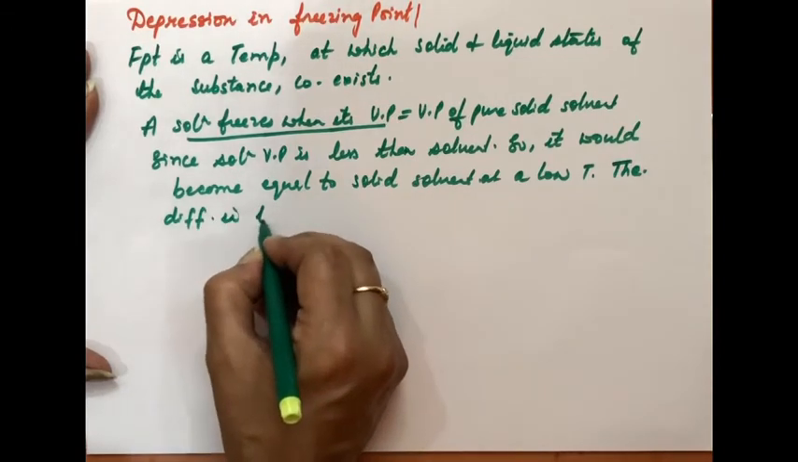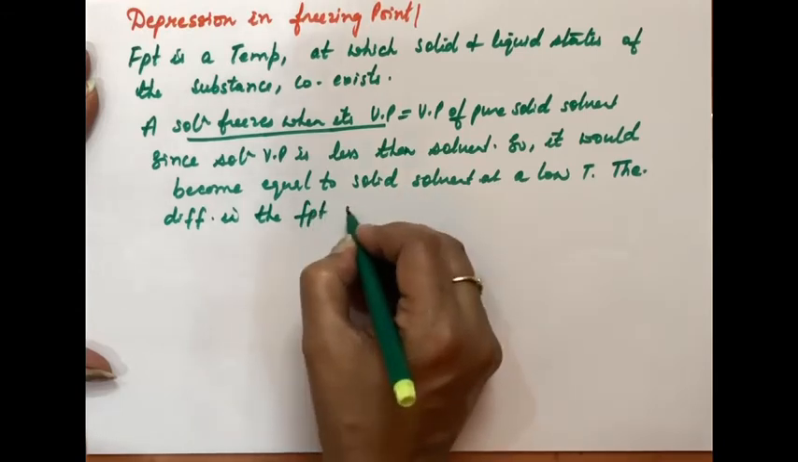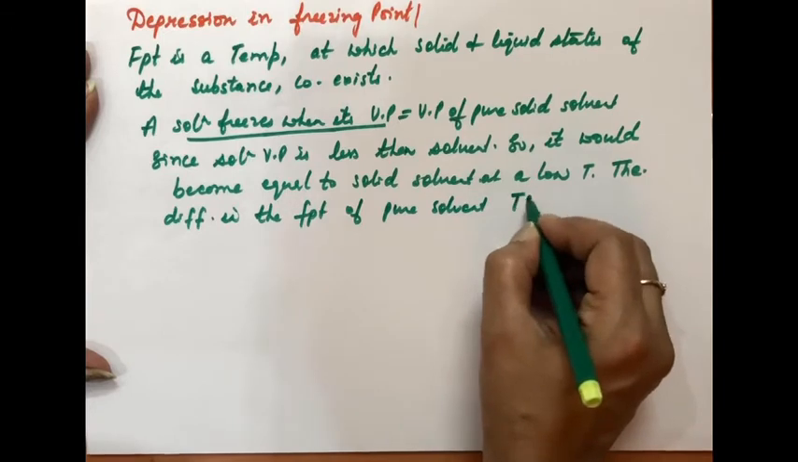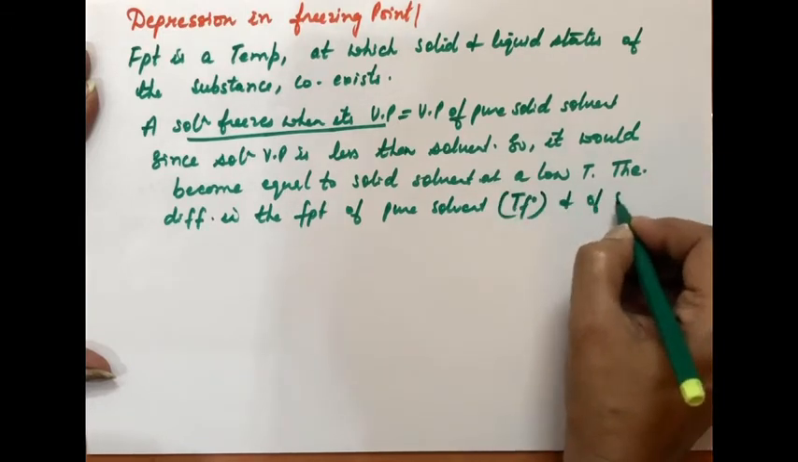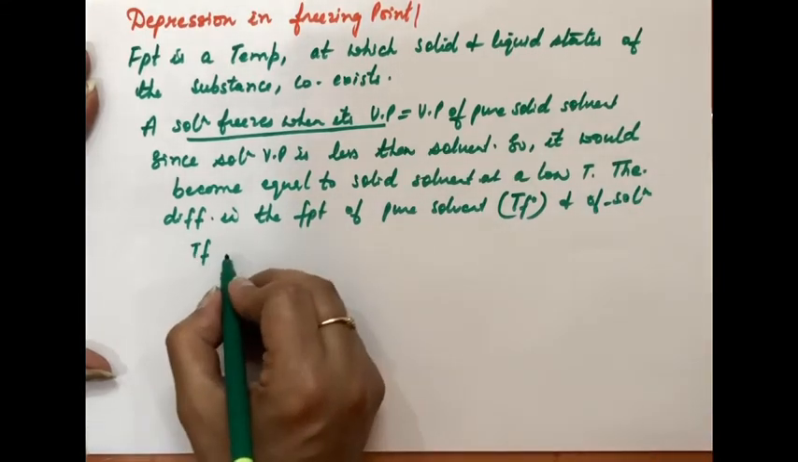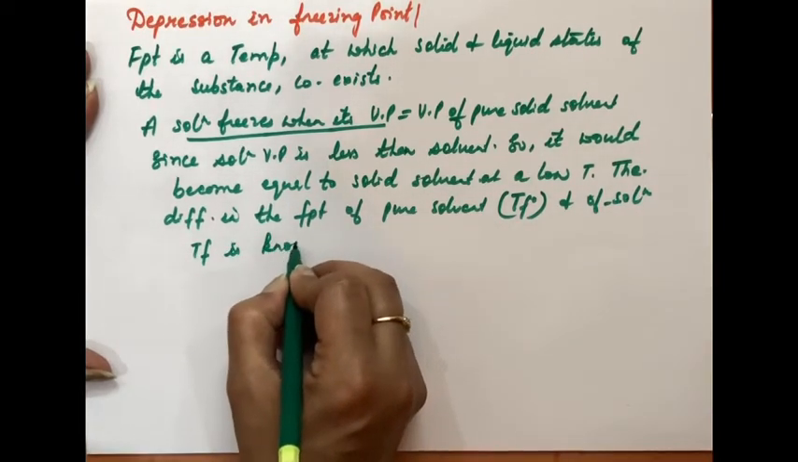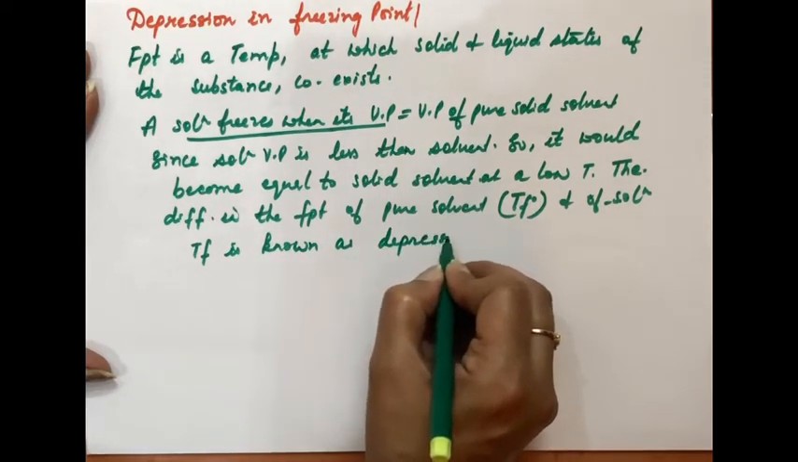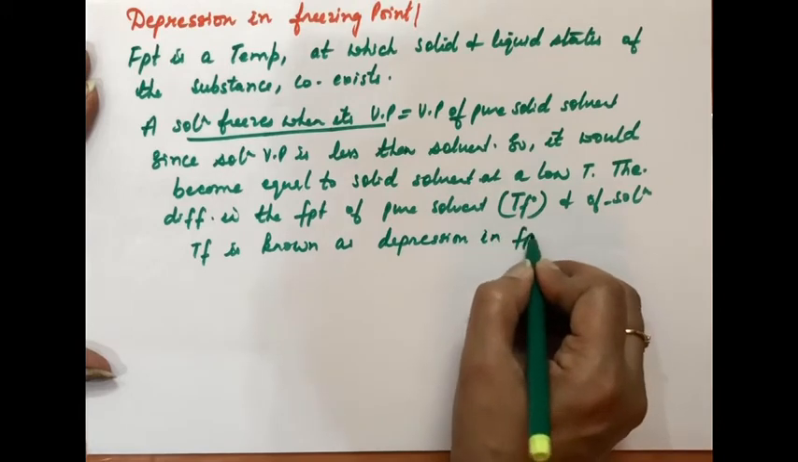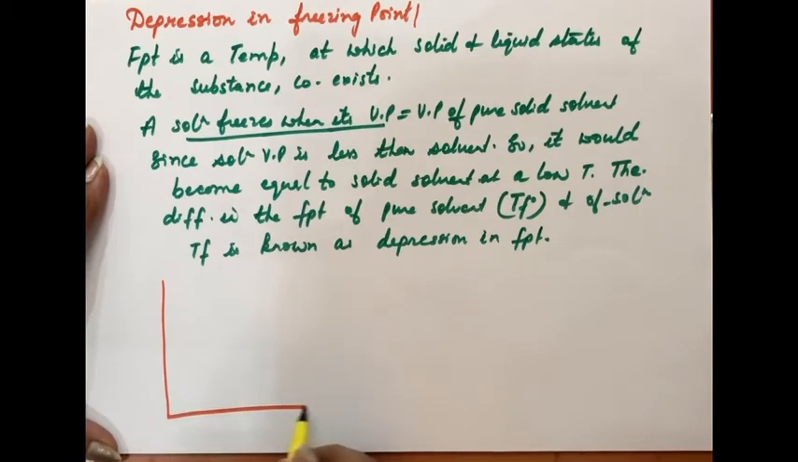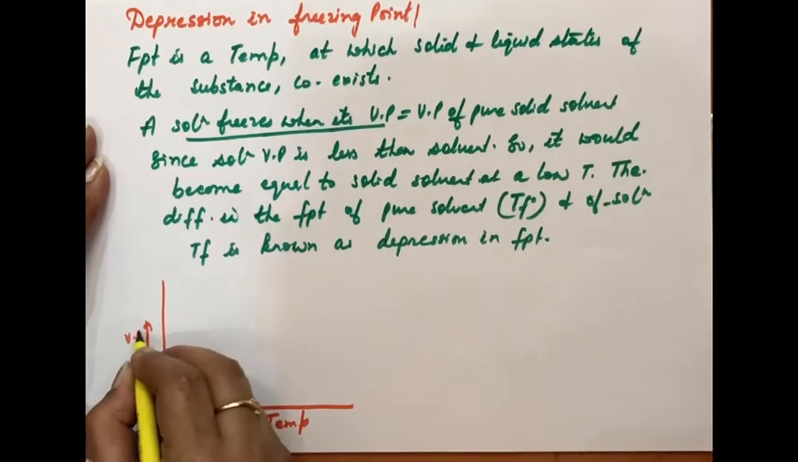and the freezing point of the pure solvent we will denote by TF naught, and when we take that of the solution, it is denoted by TF. This difference is known as depression in freezing point. Like if we have a graph for this thing, from the graph only we'll understand this point. Again, on one side we have temperature, on the other side we have vapor pressure.